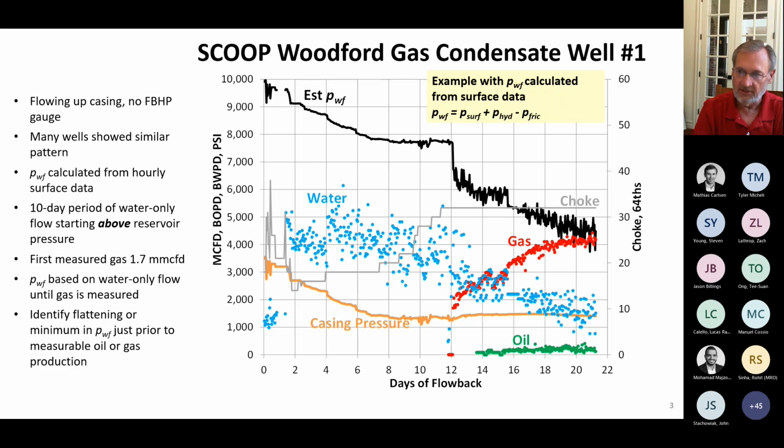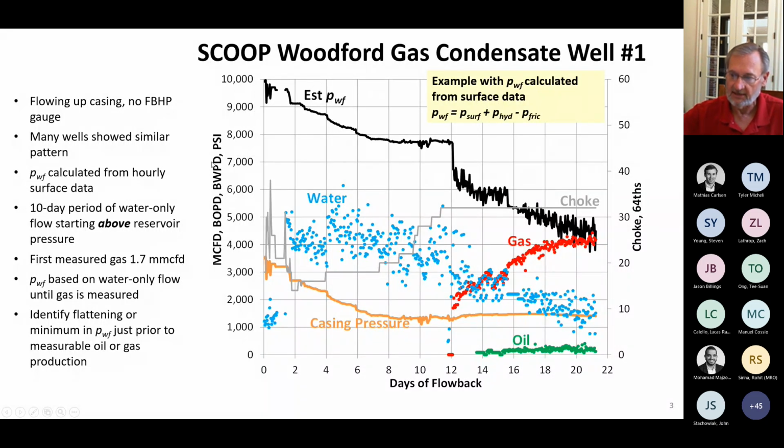So I'll show you a few of these plots. The way we came up with this method was just watching hourly flowback data on a lot of wells as we were drilling and trying to understand what reservoir pressures were. We didn't have very many DFITs at that time. They were pretty rare.